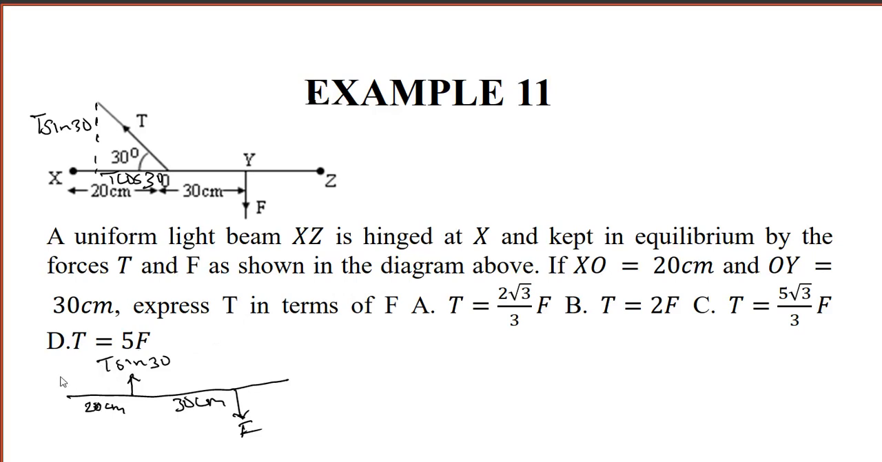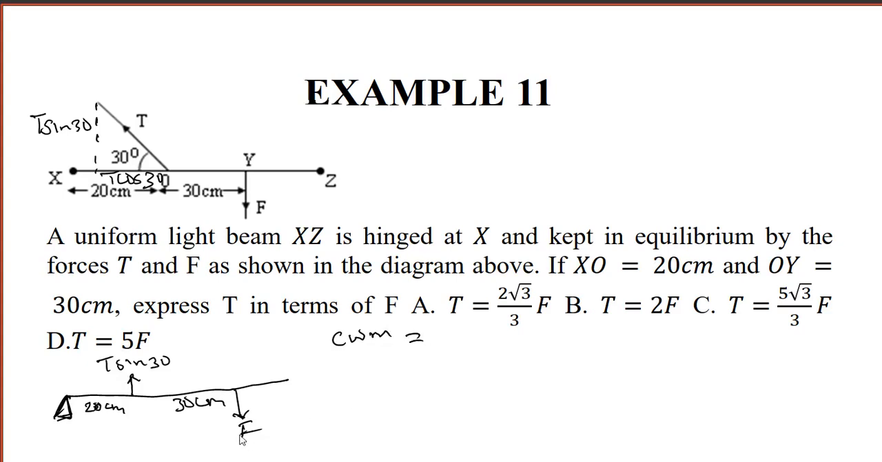Now let's take moment at the hinge point, which is point S. If we take moment from that point, if you drag T sine 30 in the direction to the point we are taking moment, it's creating an anti-clockwise moment. If you drag F in the direction to the point, it's creating a clockwise moment.